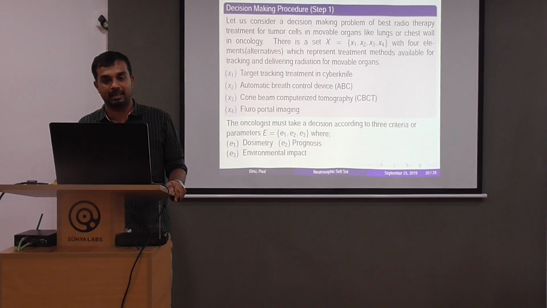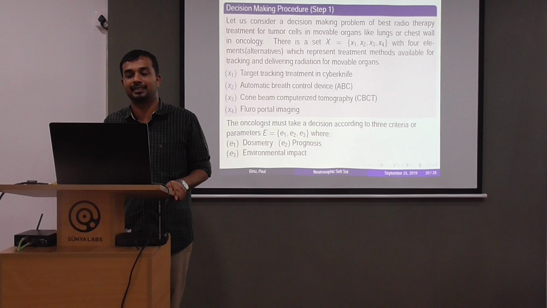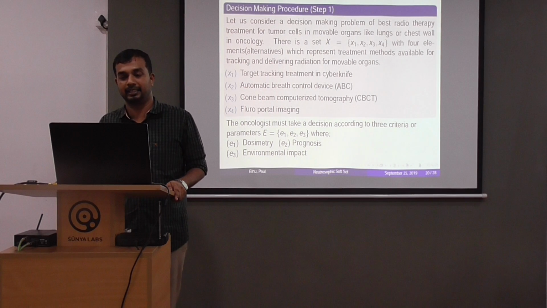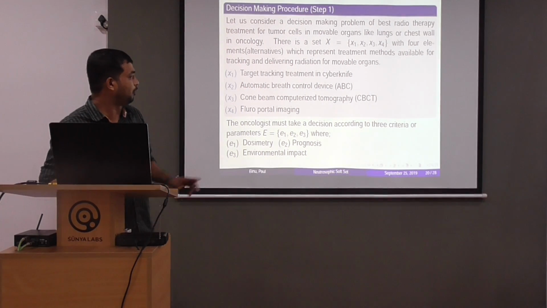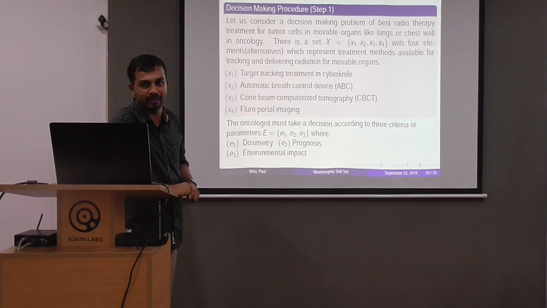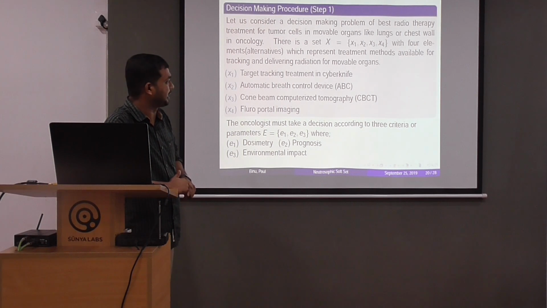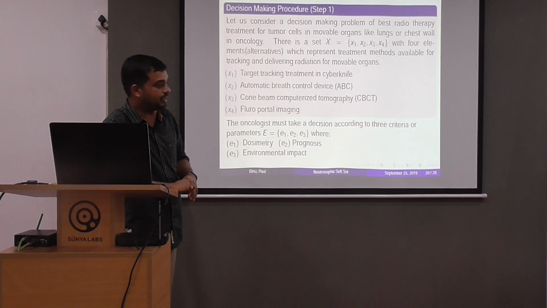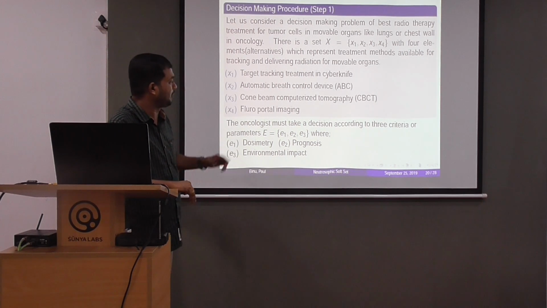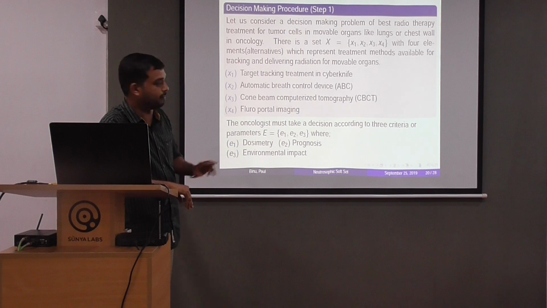Next, the decision making procedure in detail. Suppose we consider a decision making problem of the best radiotherapy treatment for tumor cells in movable organs like lungs or chest walls in oncology. Suppose we consider a set X that contains 4 treatment methods. We denote X1, the target tracking treatment in CyberKnife. CyberKnife is a machine, a robotic manipulator. The second one, automatic breath control device, ABC. The third one is cone beam computerized tomography, that is CBCT. We are applying the 3-dimensional radiation method. Fourth one, fluoroportal imaging. We are applying only the 2-dimensional method in this case.